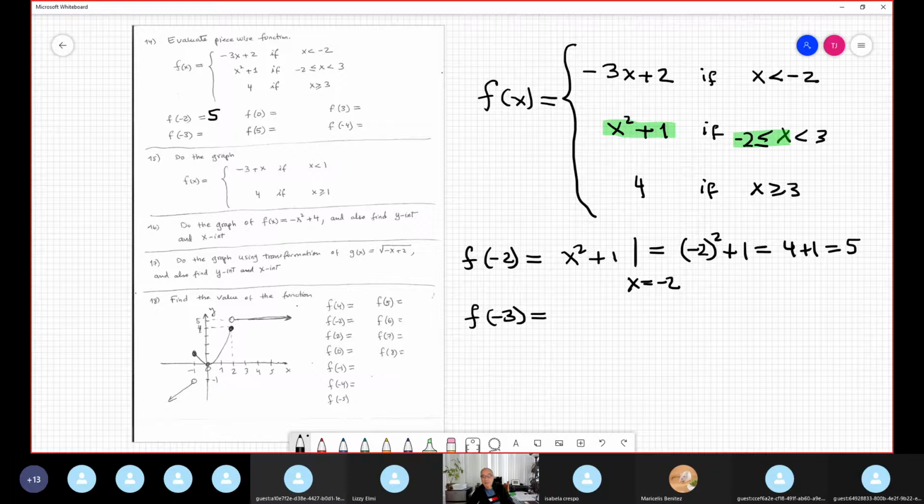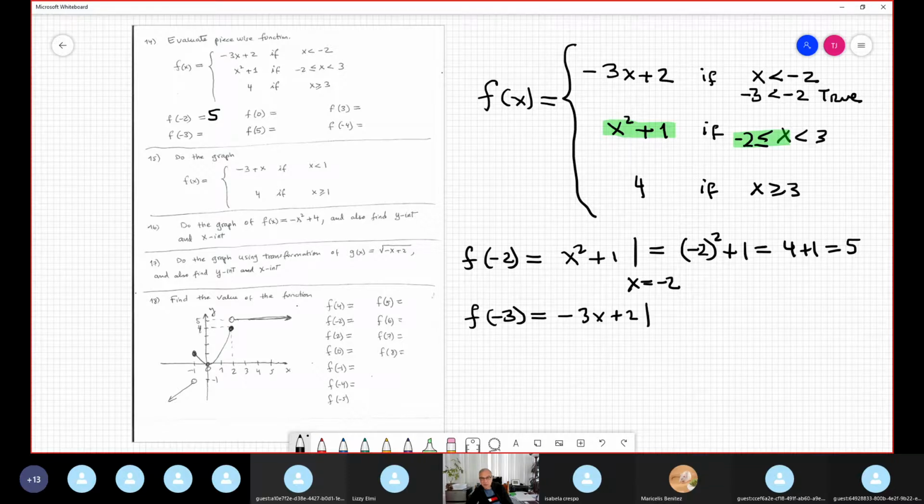What expression do I have to select? The first, the second, or the third? What interval does -3 belong to? The first. You select the first because -3 is less than -2. This statement is true, no? So it belongs to this one. Then you select -3x plus 2.